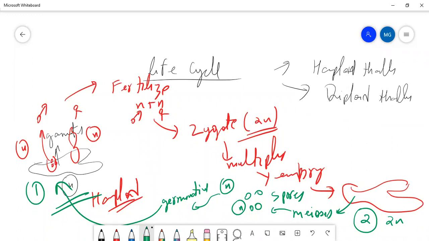So such kind of life cycle where haploid thallus is alternating with diploid thallus, where haploid and diploid are both representing the life cycle and they alternate with each other. Such kind of life cycle is called what? This is called diplobiontic. क्या कहते हैं भाई इसको? इसको कहते हैं diplobiontic.